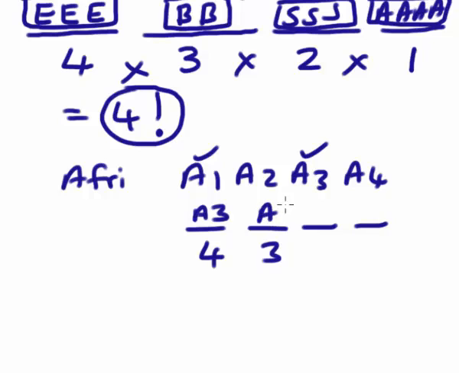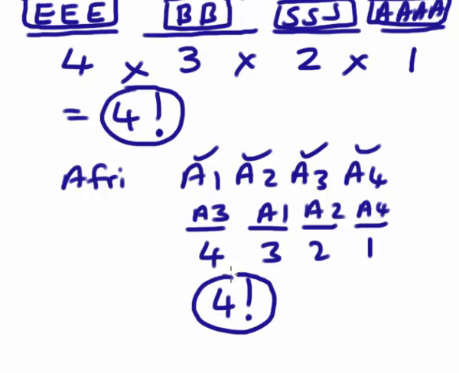Let's put A1 in there. Now we've got 2 choices. A2 or A4. Let's put A2. And then we're left with A4 that occupies the final position. But remember, this object is in that last space on the shelf, which occupies the last 4 positions where the books can go. So this is 4 factorial ways. So the Afrikaans books can be arranged relative to each other in 4 factorial ways.